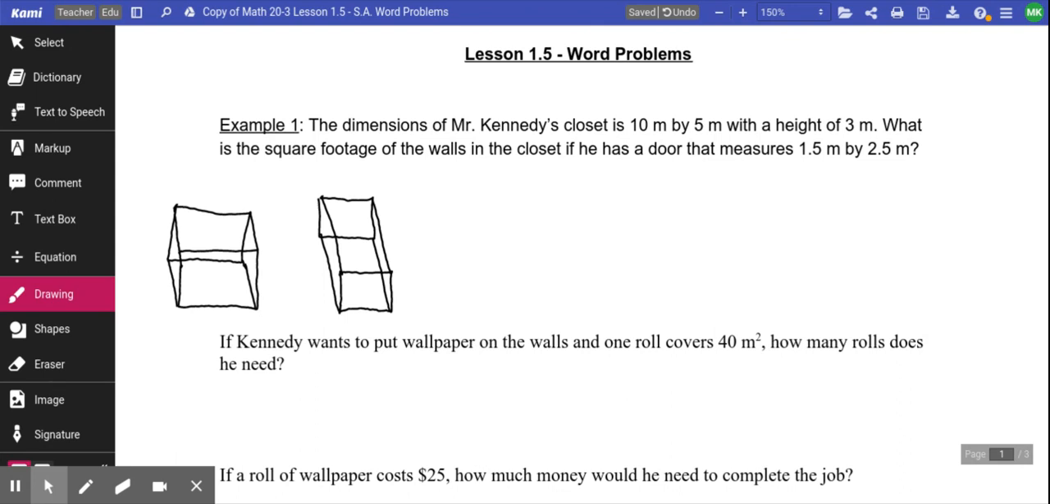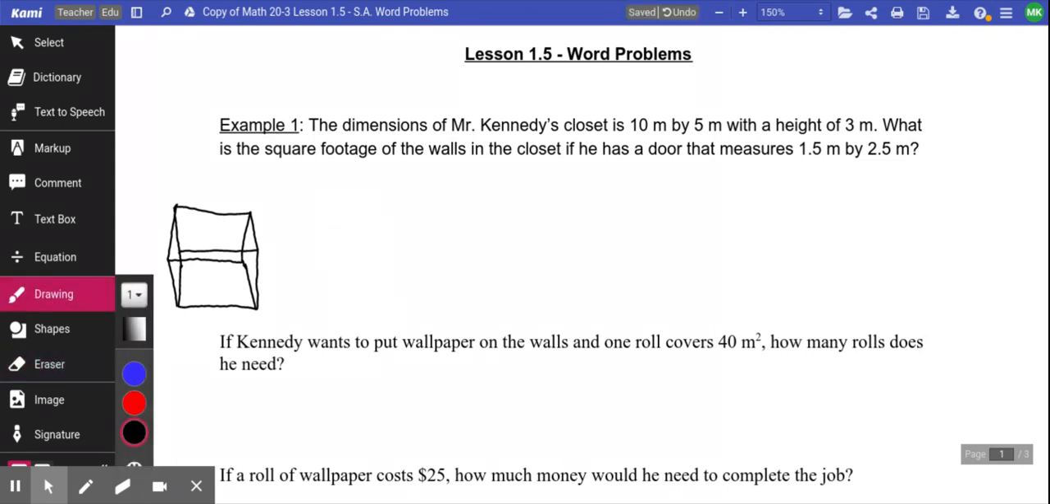And then I'm going to label my shape to make it easier for me. So this is a room, which I've drawn right there. It says my closet is 10 meters by 5 meters with a height of 3 meters, so I'm going to put that on my drawing: 10 meters by 5 meters with a height of 3 meters. I know it's not to scale, but that's fine. As long as the information is there, that's what matters.